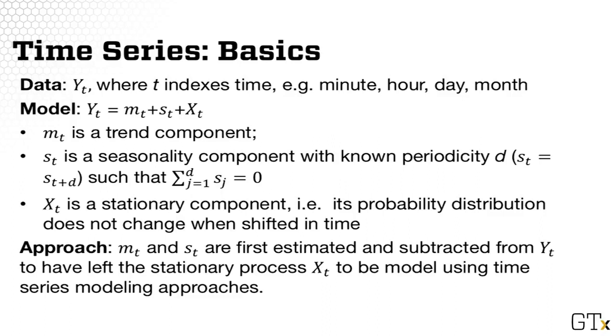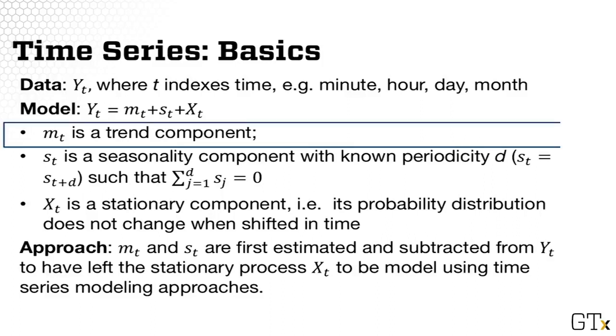In other words, its probability distribution does not change when shifted in time. Most classic time series models assume that the time process is stationary, and thus we need to first estimate the trend and the seasonality components, subtract them from Y_t, then further model X_t. Note that X_t is not an error term. In this lesson, I will describe common approaches for estimating the trend.